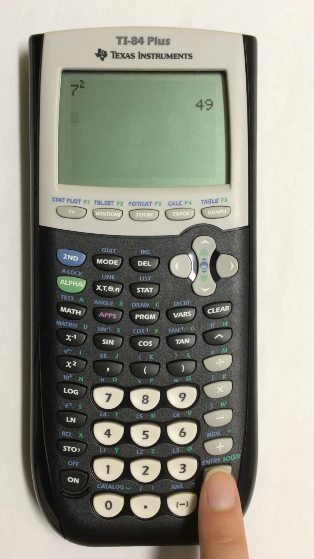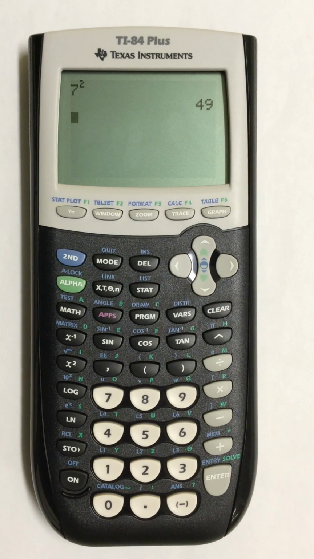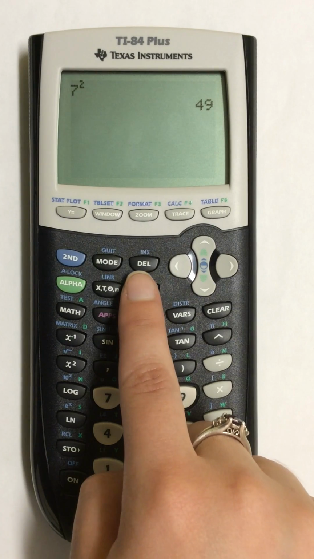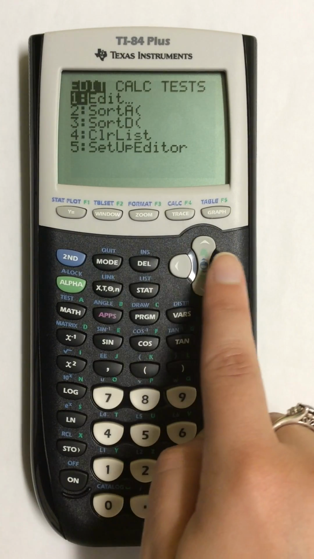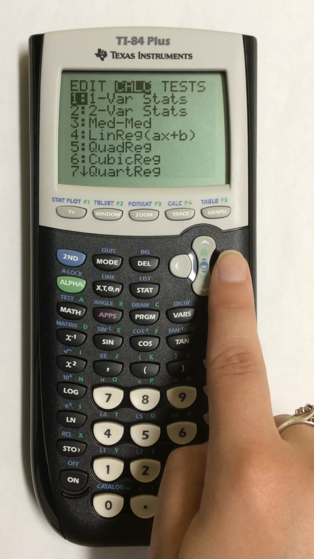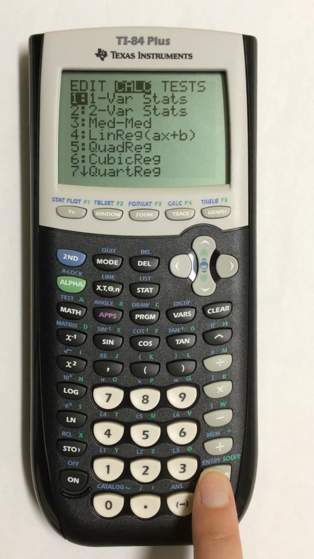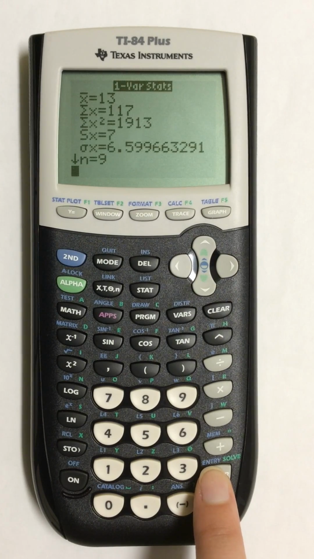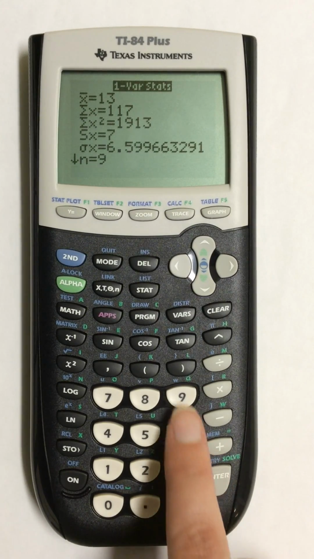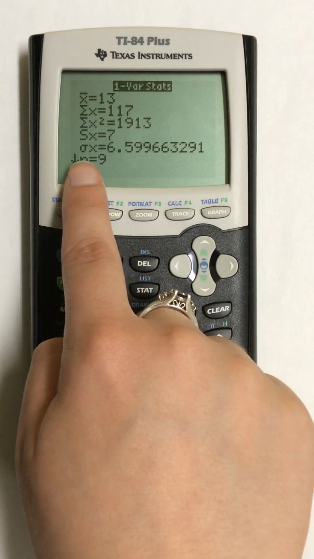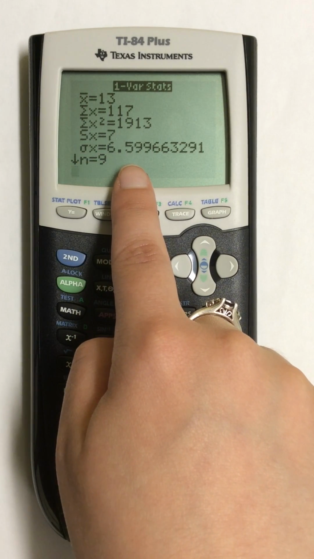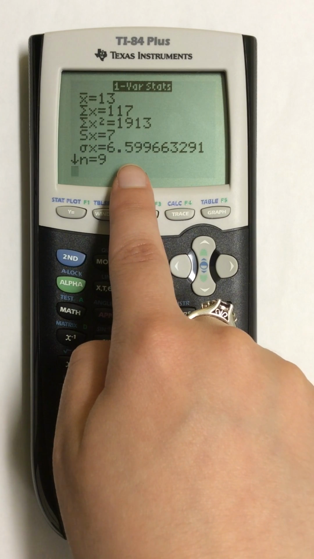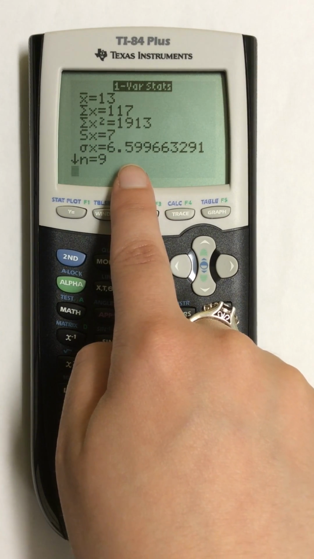Now you can either write those numbers down on a separate piece of paper to know what you have, or you can always go back to Stat, go over to Calc, and go back through the screens to find the value for population standard deviation, to then be able to calculate population variance.